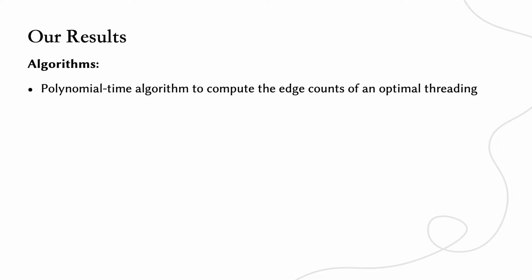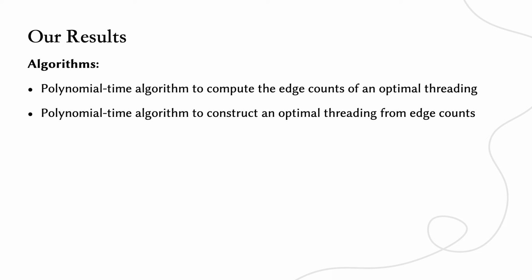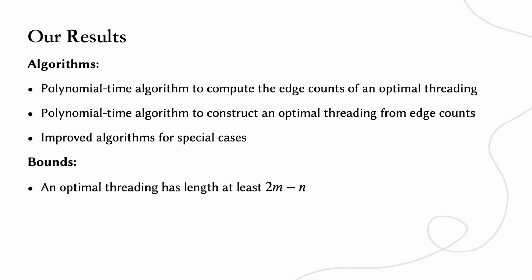Some of our results are as follows. We have a polynomial time algorithm for computing the edge counts of an optimal threading. We also give a polytime algorithm for constructing an optimal threading from these edge counts. In our paper, we provide several improved algorithms for special cases, specifically when the input graph is cubic, and also when we are allowed only two traversals for each edge. We also provide some upper and lower bounds for optimal threadings.